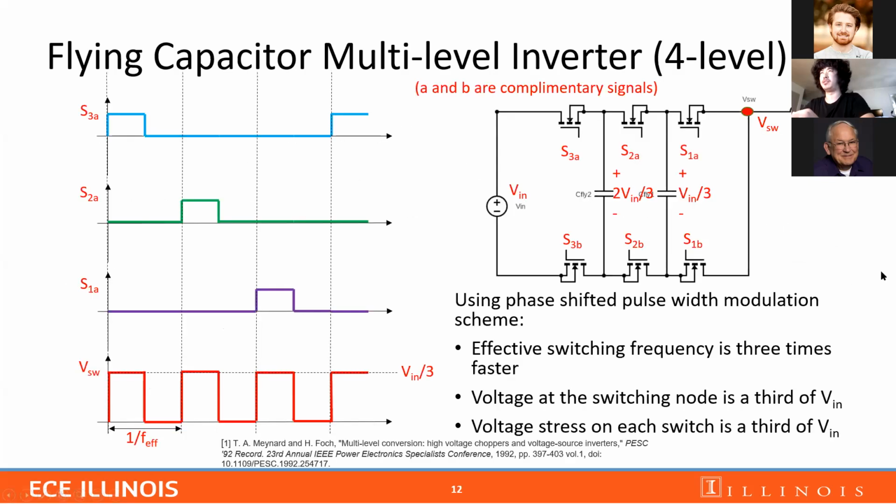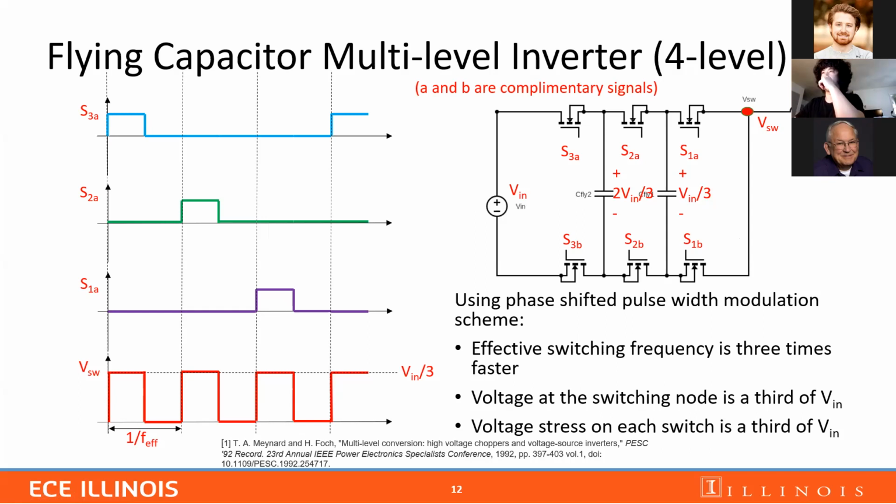Now we will be talking about the operation of a 4-level FCML converter. The diagram on the right shows the circuit of a typical 4-level FCML. The switches A and B are complementary, which means that when one is on, the other one will be off. And the capacitors in the middle are called the flying capacitors. If we size them properly, then the voltage across the first capacitor will be 2/3 of the input voltage. And the voltage across the second capacitor will be only 1/3 of the input voltage.